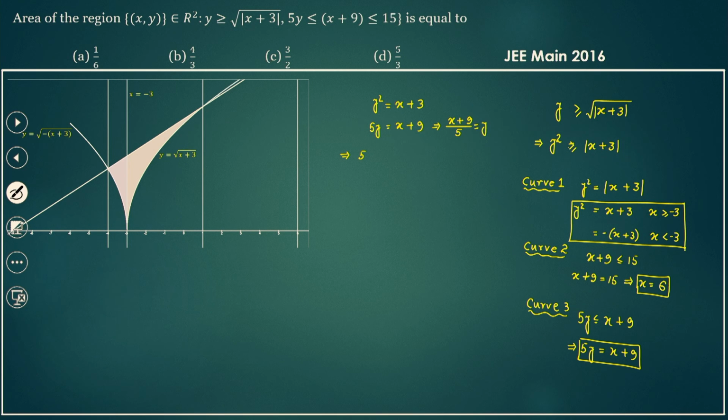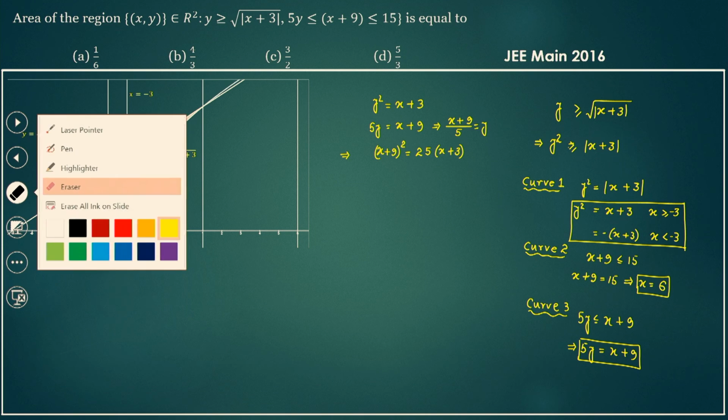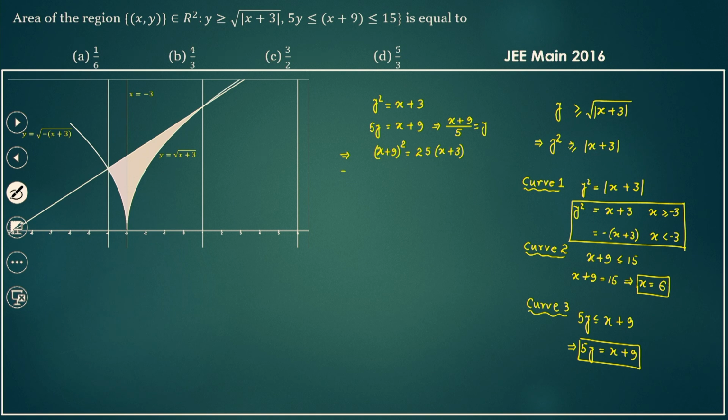That implies that y squared gives us x plus 9 whole squared is equal to 25 multiplied by x plus 3. That gives us the x and y coordinates, so our job is to solve that equation. So it's x squared plus 18x plus 81 equal to 25x plus 75. Therefore, we easily get a quadratic equation: x squared minus 7x plus 6 equal to 0.